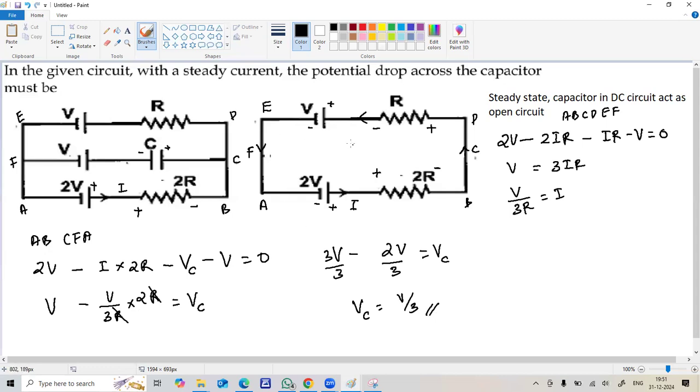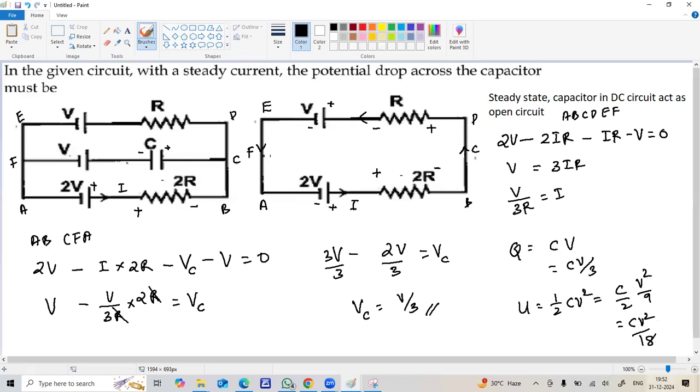Using this, you can even find the charge stored in the capacitor. It's not asked here, but it's asked in another question. So Q equals C times V, just C times V by 3. The energy stored in the capacitor is half C V squared. So C by 2 times (V by 3) squared, which is V squared by 9. So it will be C V squared by 18. This can be an option to find the voltage, charge, and energy stored in the capacitor in the steady state.